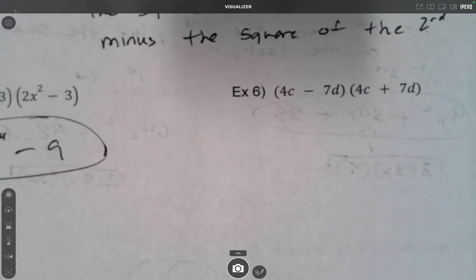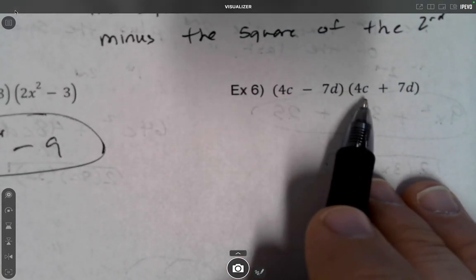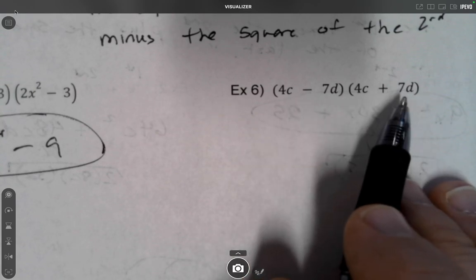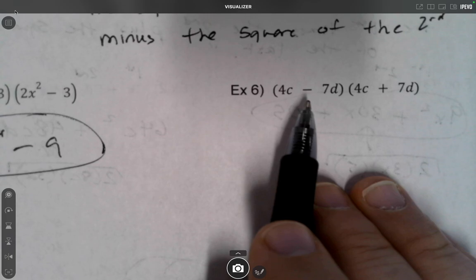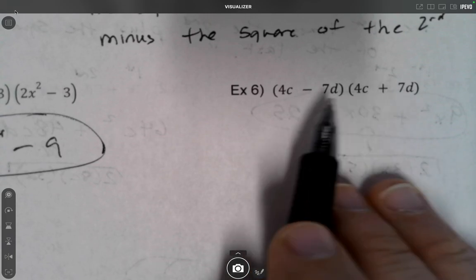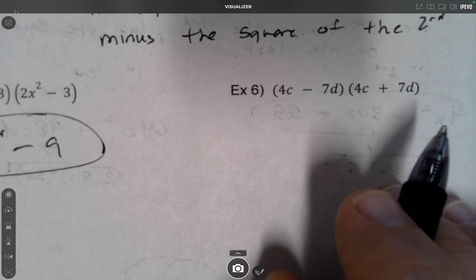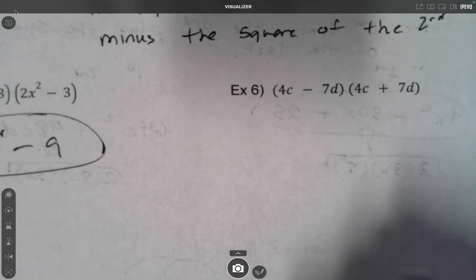Okay, this one also matches. 4c, 4c, 7d, 7d. One's a plus, one's a minus. So I did this example to make sure you knew it doesn't matter if the plus comes in the first or the second term. It doesn't matter if the minus comes in the first or the second set of parentheses. As long as you have one of each, this works.